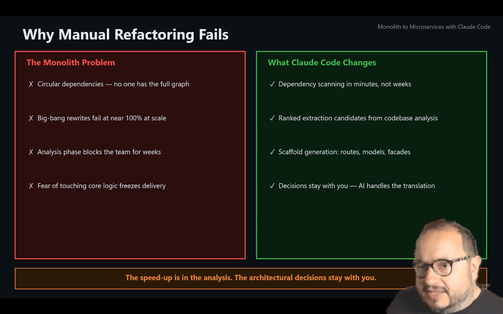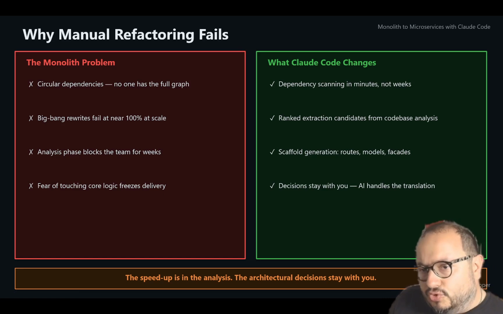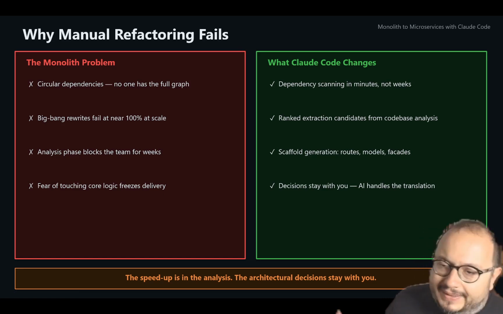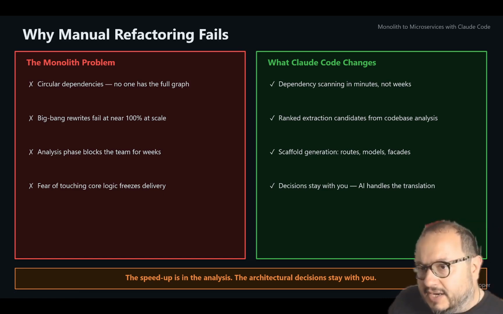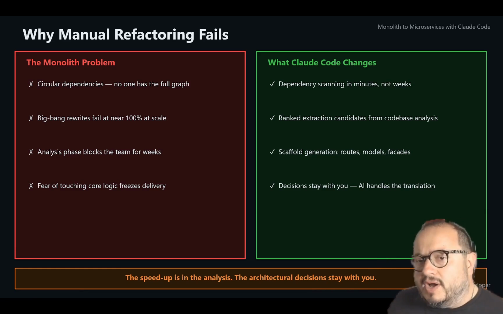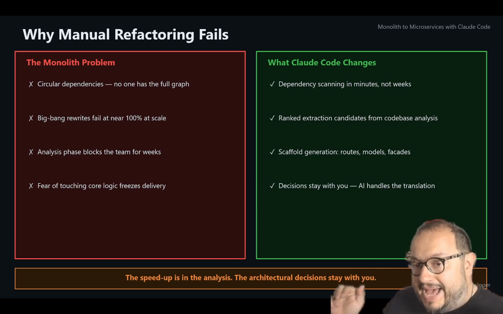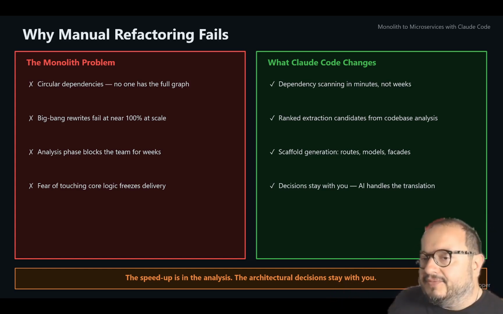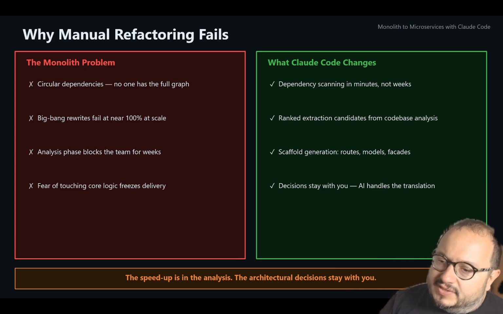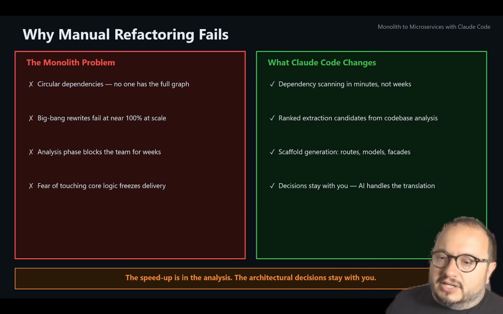The monolith calcifies because of fear. Circular dependencies make it impossible to change one module without breaking 3 others. Nobody has a complete map of the dependency graph. It lives in people's heads, and those people leave. Static analysis tools help, but they still require a developer to interpret the output and make decisions. The Big Bang rewrite has a near-perfect failure rate at scale. You write a new system in parallel, you diverge from the moving target of production, you never fully cut over, and you end up maintaining both forever.